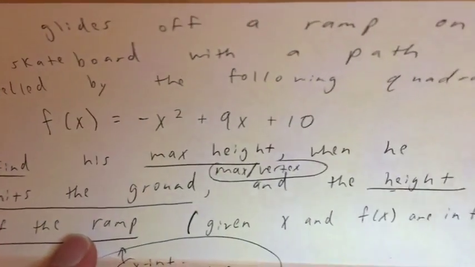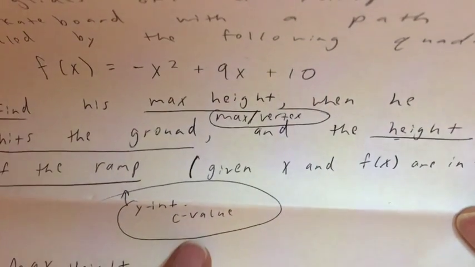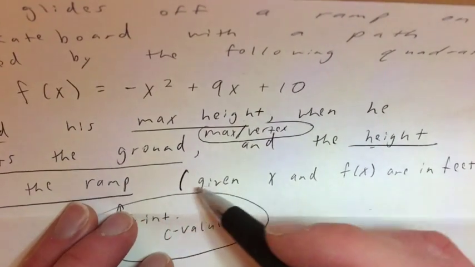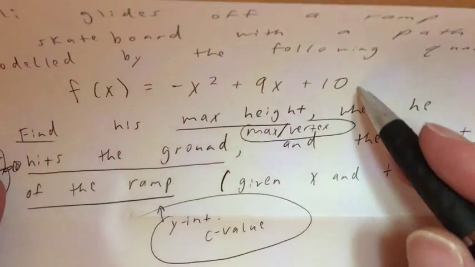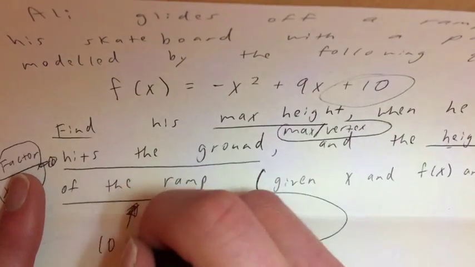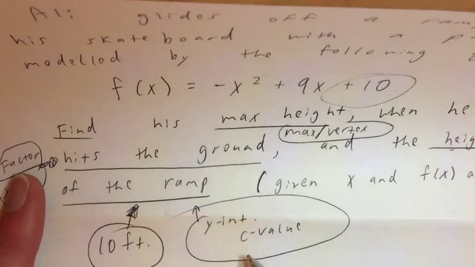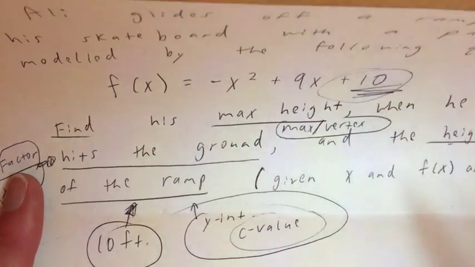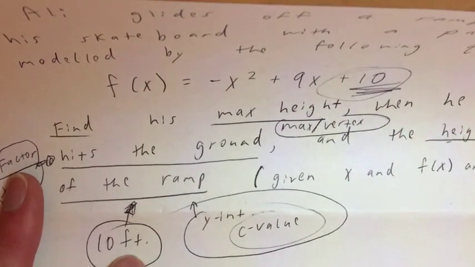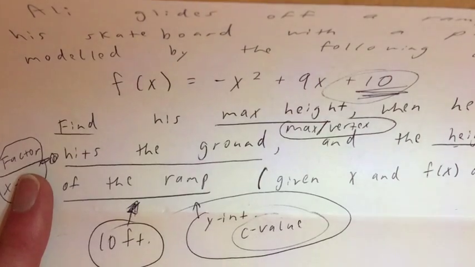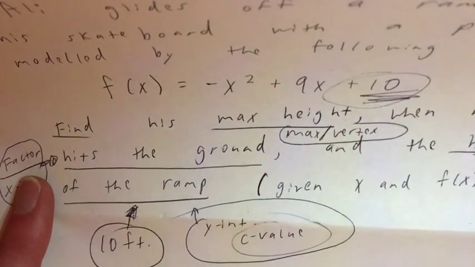And lastly, let's find the height of the ramp. Remember what I said? That's going to be just your y-intercept, my c value, so the actual height of the ramp will literally just end up being this, 10 feet. The height of the ramp is 10 feet. Because remember, your y-intercept is always your c value, which is whatever is out back, which is a +10. Therefore, the height of the ramp where he starts on his little flight is going to be 10 feet.